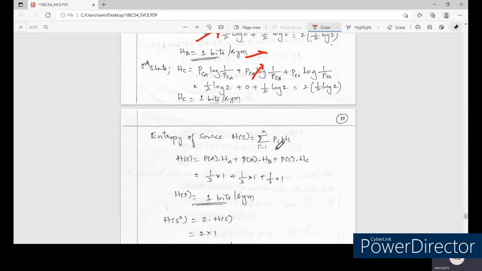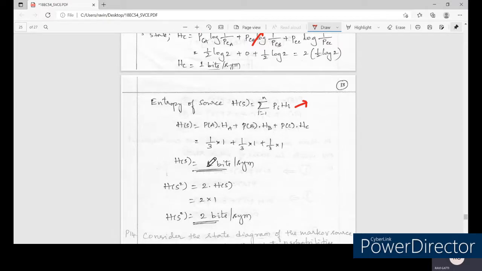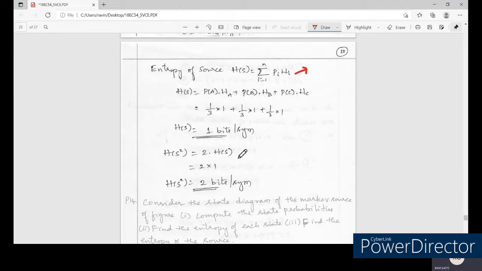So now we need to calculate the entropy of the entire source. It is nothing but the state probability values multiplied by the state entropy. If you do that, you'll be getting the entropy of the source. Since you have 3 states, it is P of A into H of A, P of B into H of B, plus P of C into H of C. Since the probability of all the states is 1 by 3, it is 1 by 3 into 1 plus 1 by 3 into 1 plus 1 by 3 into 1. Therefore, the entropy of the source will be 1 bits per symbol. And from the second extension expression, we know that H of S square is equal to 2 into H of S. If I substitute H of S as 1 bits per symbol, you'll be getting H of S square is equal to 2 bits per symbol.